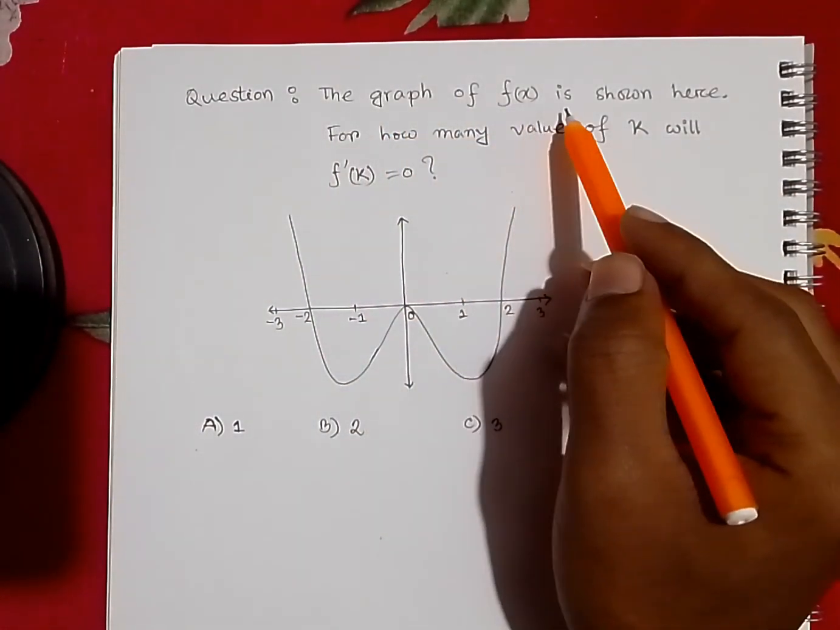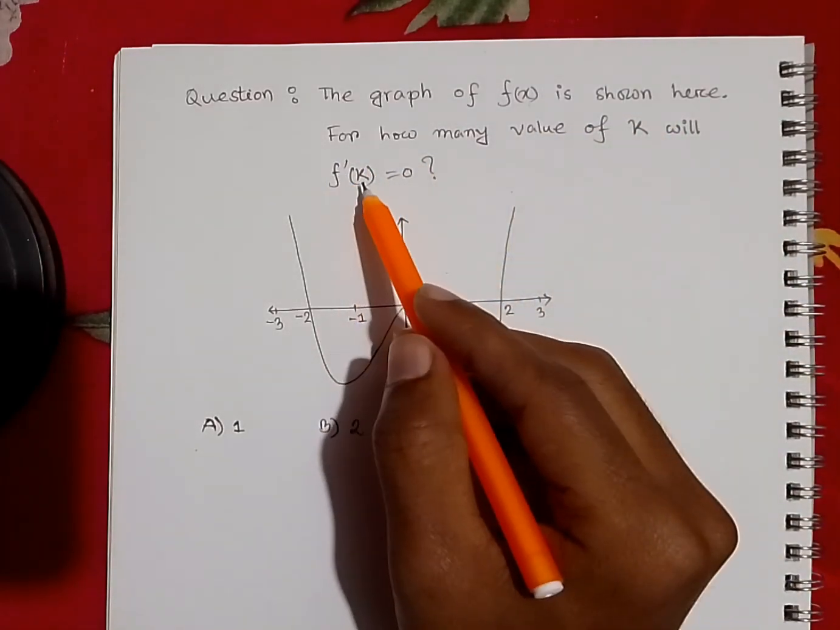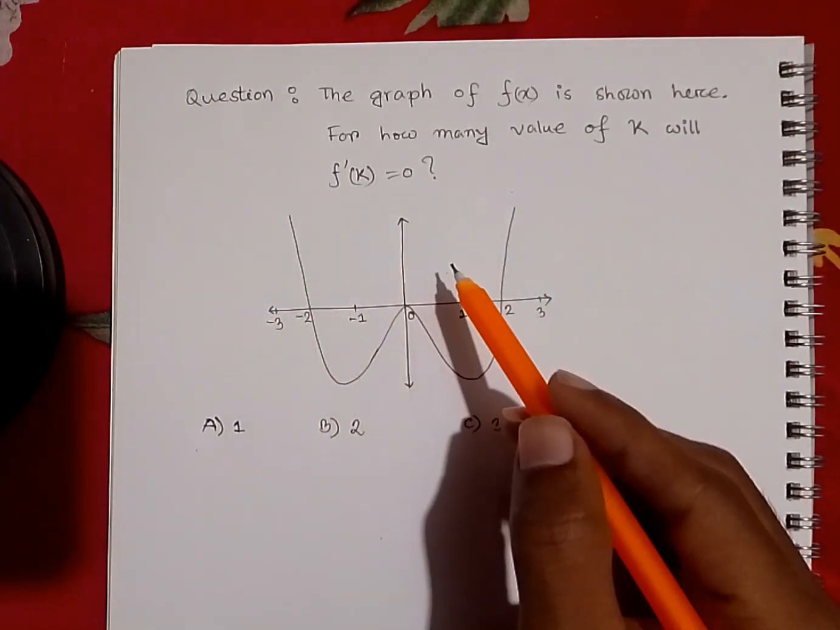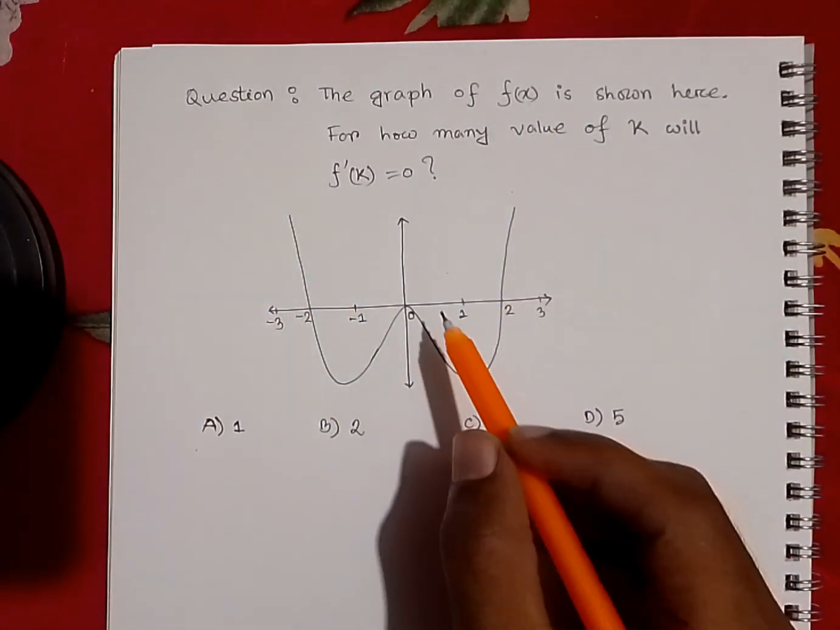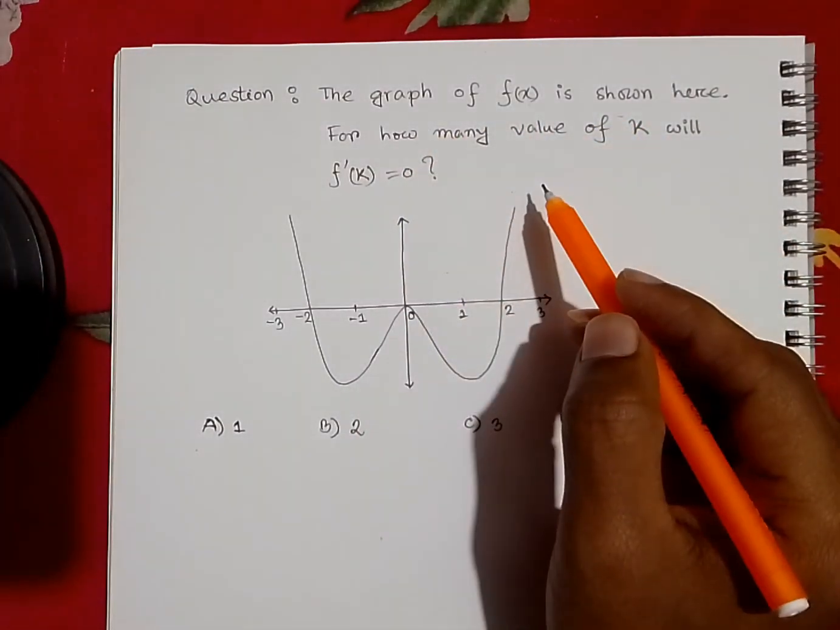The graph of f of x is shown here. For how many values of k will f dash of k equal 0? So you can see here the graph of the function f of x. So the question is how many values of k? This is the main part of the question.